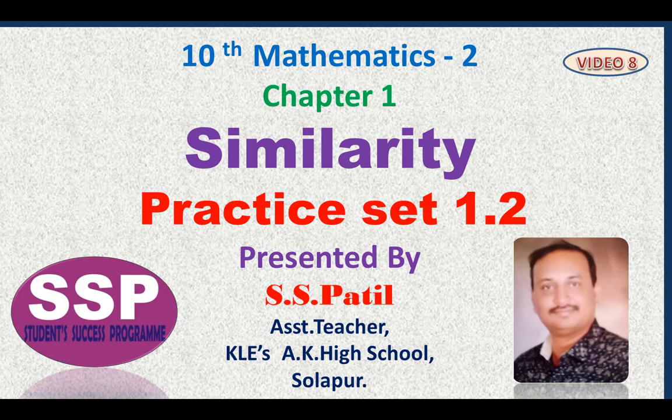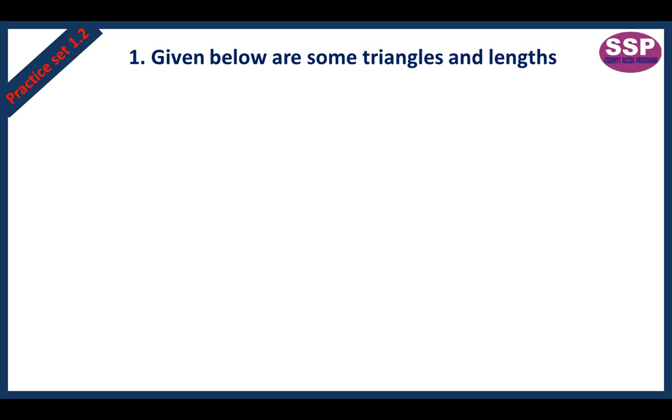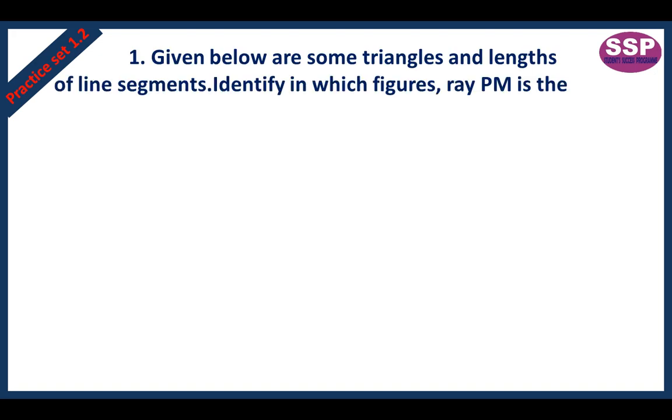Similarity, Practice Set 1.2. First problem. Given below are some triangles and lengths of line segments. Identify in which figures ray PM is the bisector of angle QPR. Now, first problem. Observe the figure.